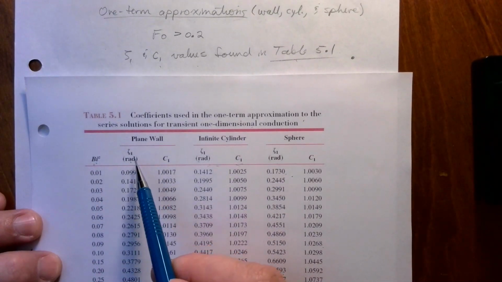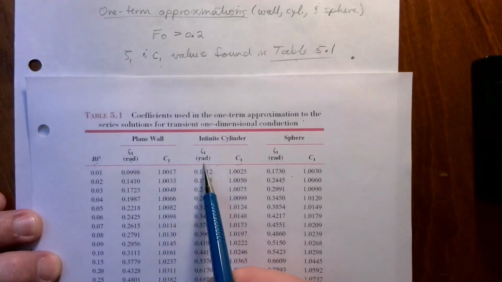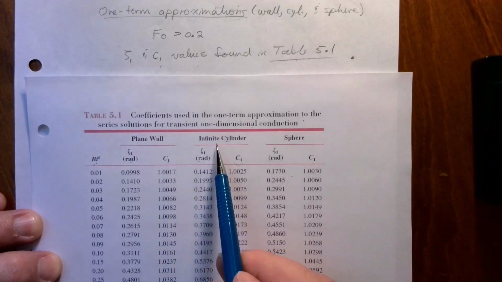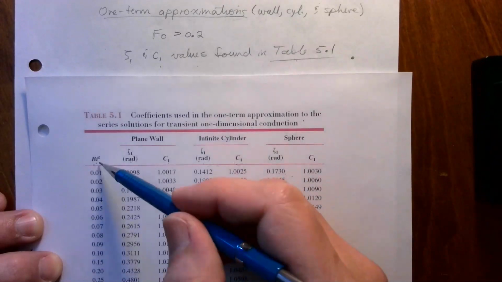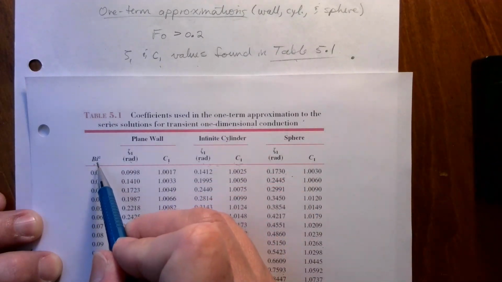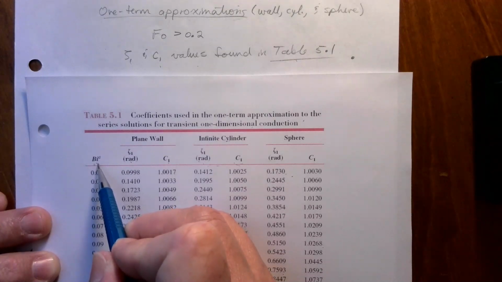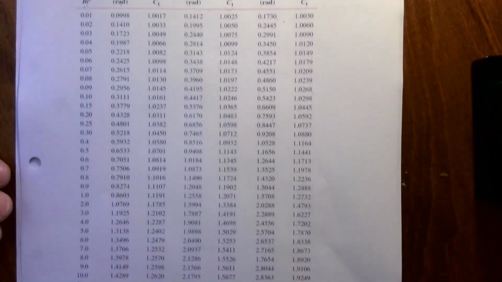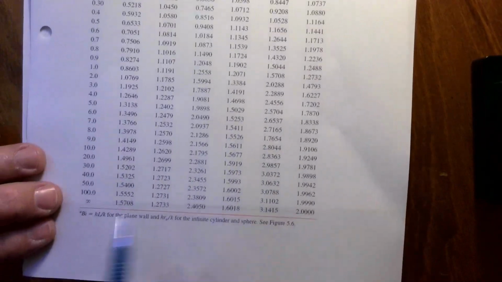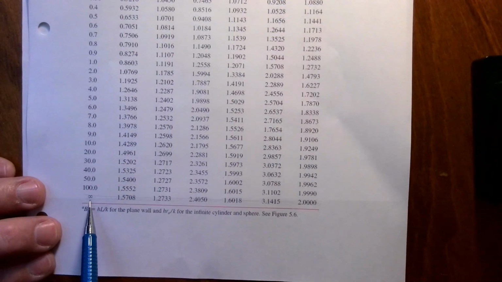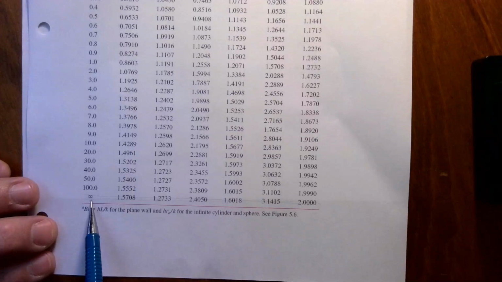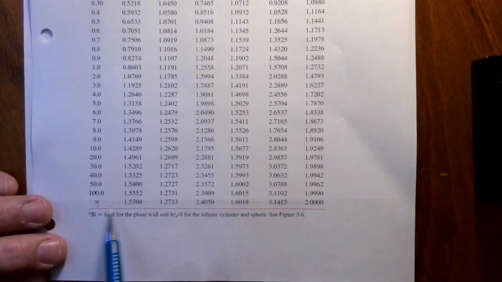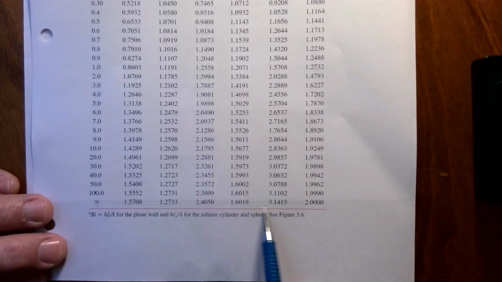We have zeta 1 and C1 values for three different cases: the plane wall, infinite cylinder, and a sphere, as a function of the Biot number. This Biot number is not the critical Biot number. This is the Biot number with the full length scale, either an L or an R naught. You need to interpolate to get the appropriate values of zeta 1 and C1. As the Biot number approaches infinity, that allows you to model an isothermal wall. Those values are provided at the very bottom of this table.